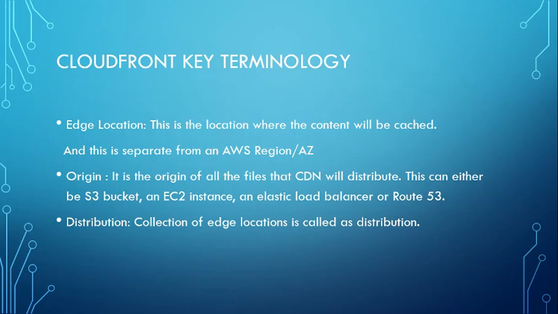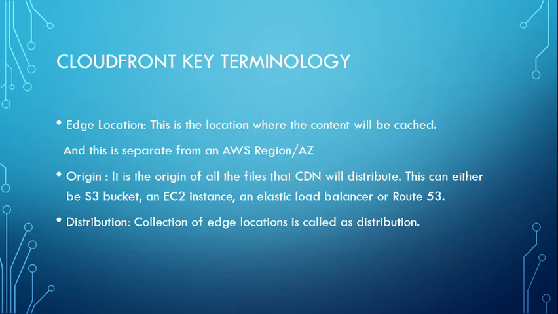in which there are a few terminologies which we'll be discussing. First one is edge location. This is the location where the content will be cached, and this is separate from an AWS region or availability zone. It's not the same as the data center. What is origin? It is the origin of all the files that CDN will distribute. This can be an S3 bucket, an EC2 instance, an elastic load balancer, or Route 53.